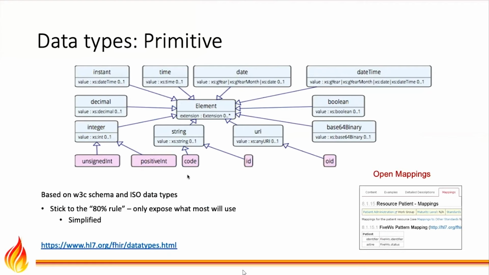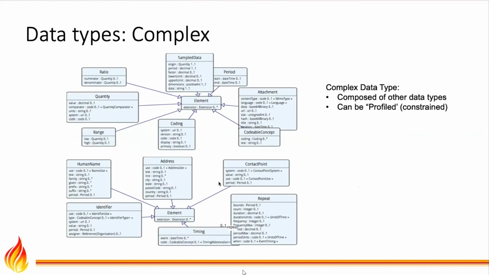These are some examples of what the primitive data types are, and if you can't read it, it's saying things like date and time, strings and integers, decimals, Boolean, some things like that. The complex ones, and this is small, I can't make it big, are things like quantity and range, the human name, address, coding, contact point, timing, some things like that.